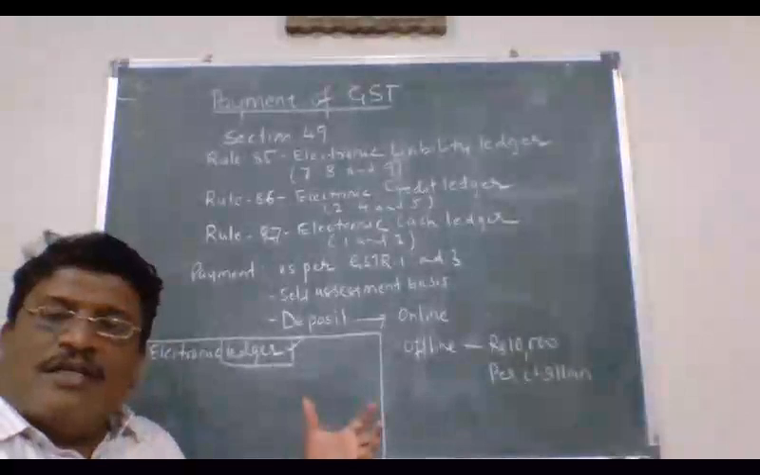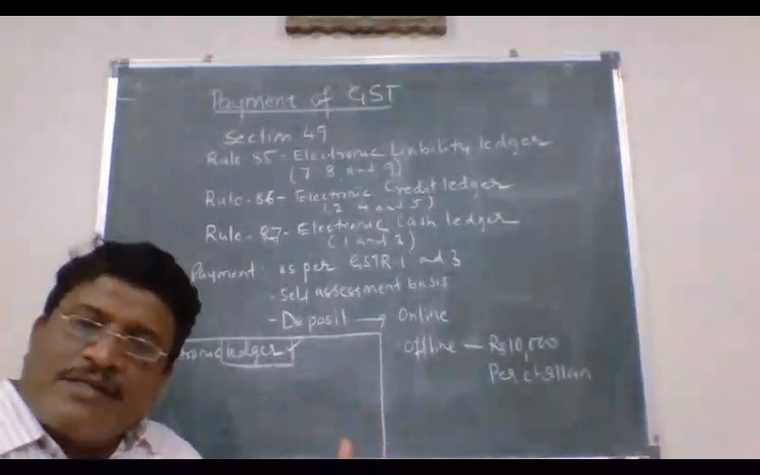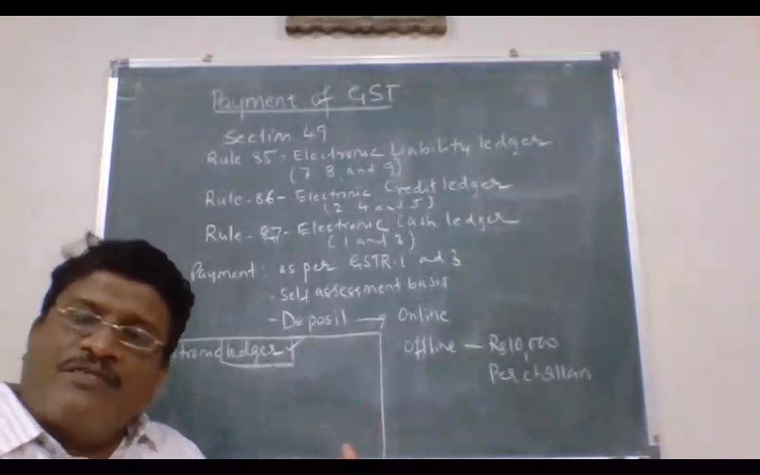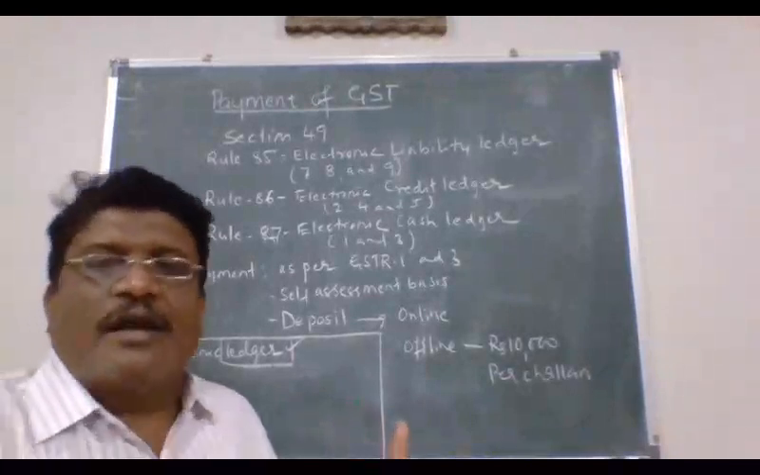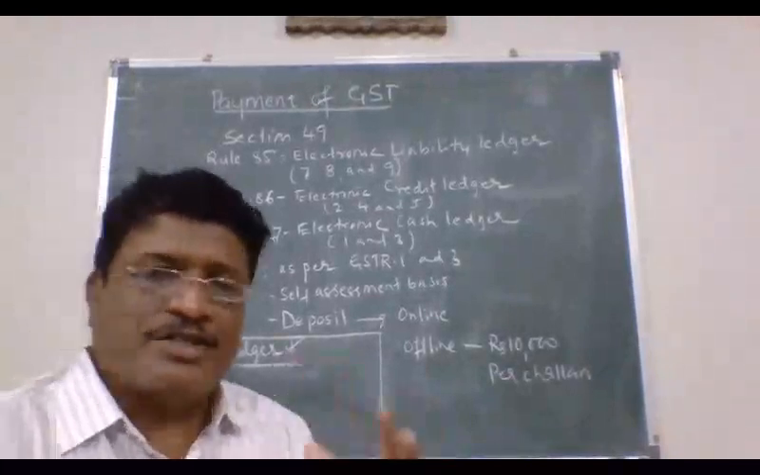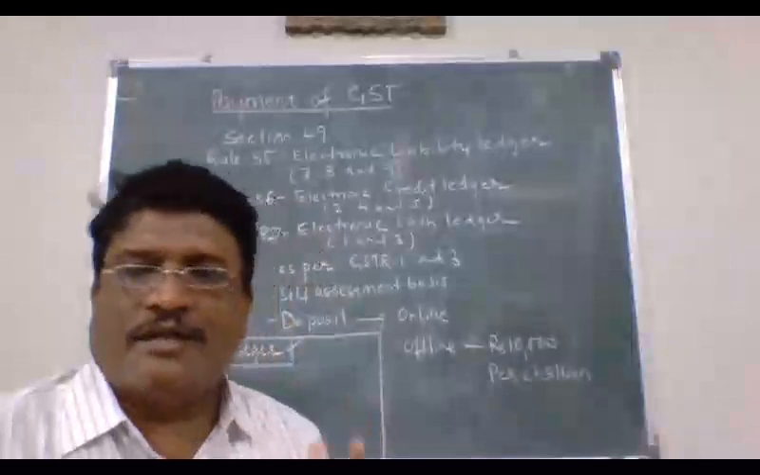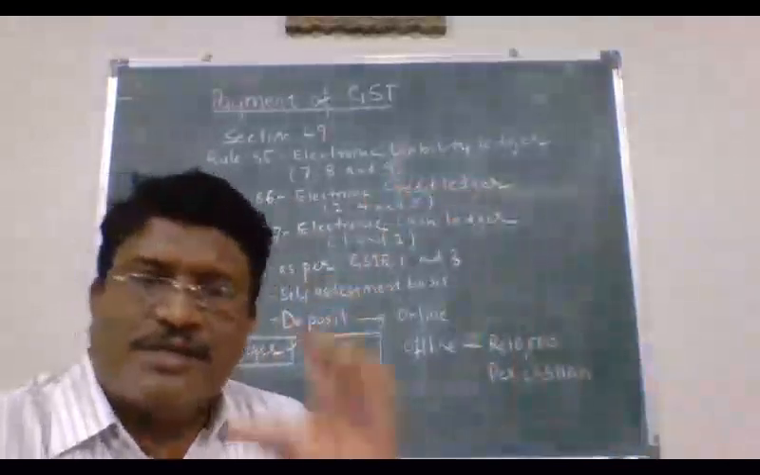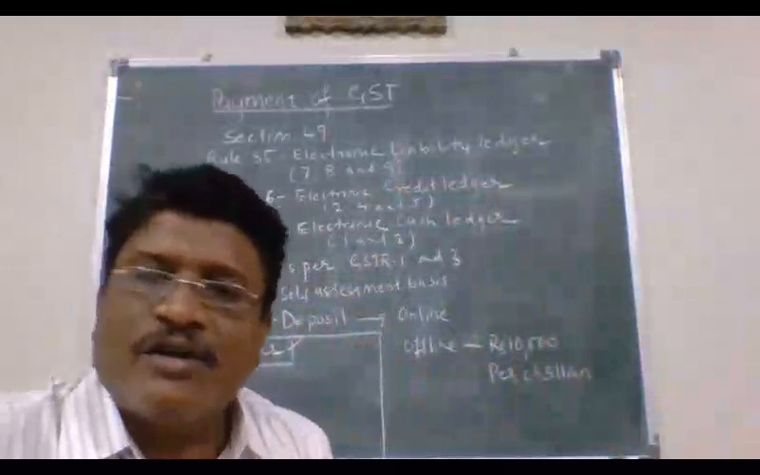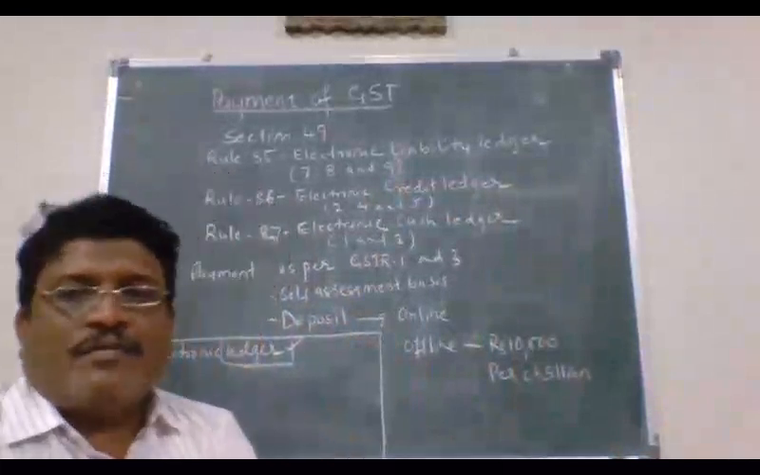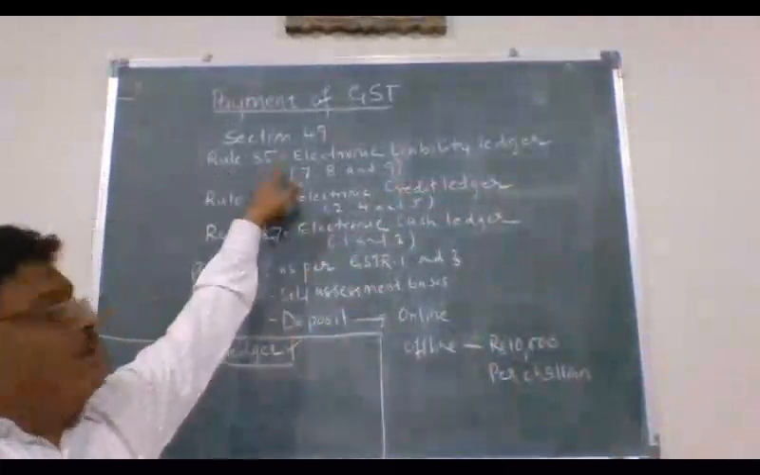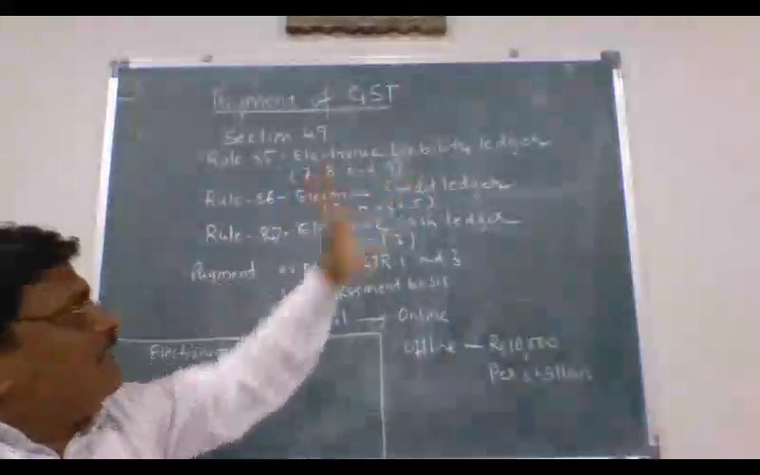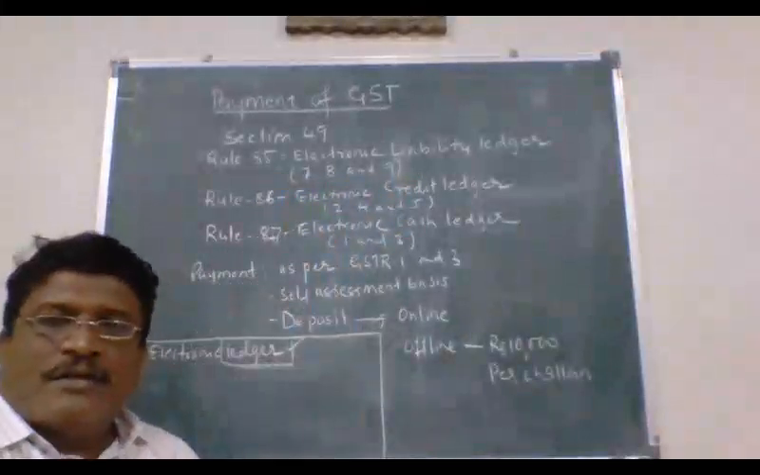The electronic ledger is defined as a summary of the tax liability, a summary of the input tax credit, and a summary of the cash deposited by the registered dealer to the government. So this is the meaning of the electronic ledger. Here, first we will go to the first one, the electronic liability ledger.